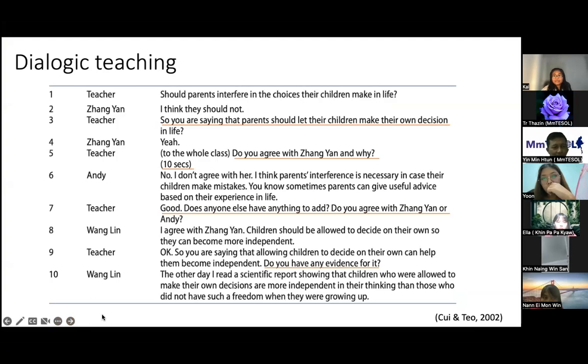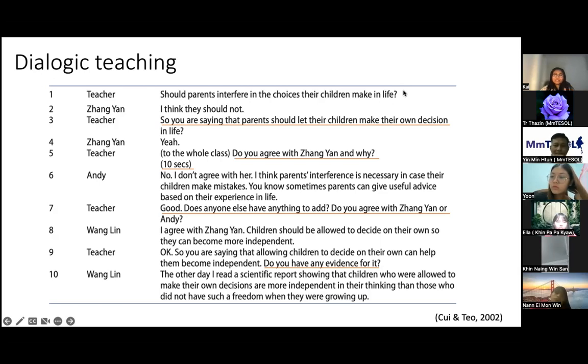And there is another approach that we can use to give students high support. This is dialogic teaching. We can use dialogic teaching at the beginning of the class, after we have introduced the content. So here, have a look. The teacher introduced the argument: should parents interfere in the choices their children make in life? The teacher starts with this argument and these questions.